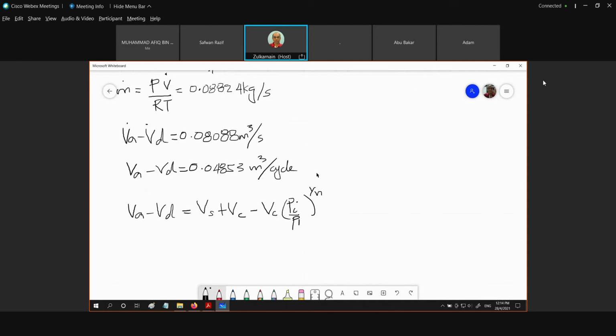So we can substitute this as, okay, we are looking at the low pressure side or the low pressure compressor, then this should be L. Okay, and this is equal to 0.04 VSL. Same goes for this. This is given, the intermediate pressure, and the P1 is also given. Then we have the VA minus VD in terms of VS.